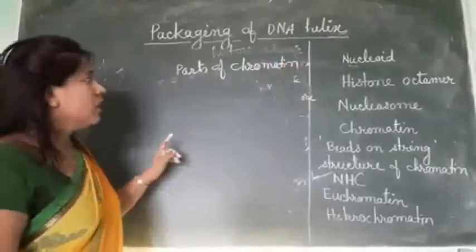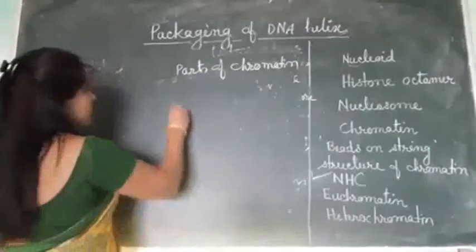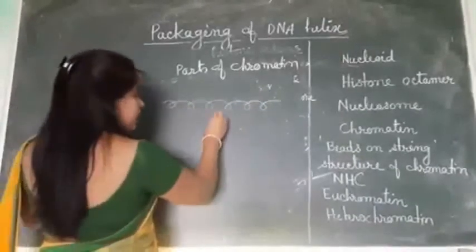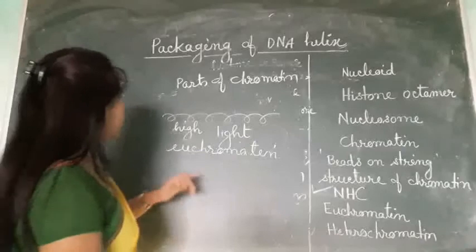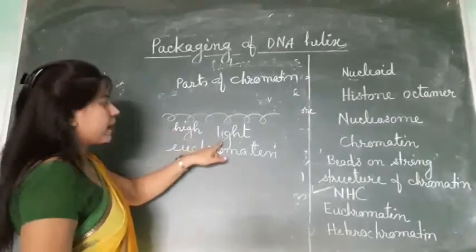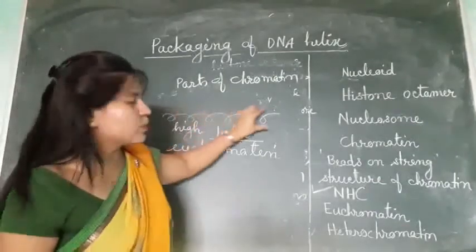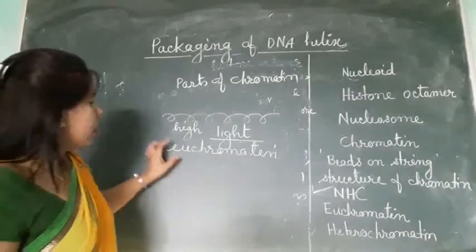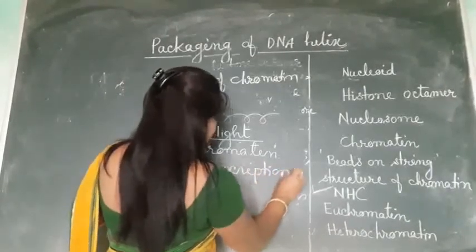See, all regions of chromatin do not stain uniformly. Some regions of chromatin are loosely packed, and they take light stain when we use a specific dye. Such regions of chromatin are called euchromatin. And transcriptionally, these are active chromatins.